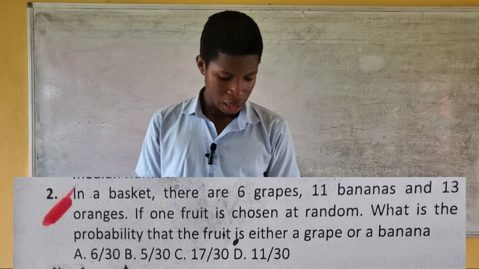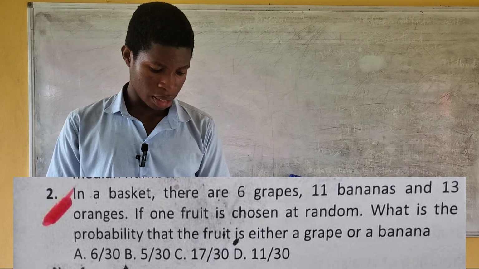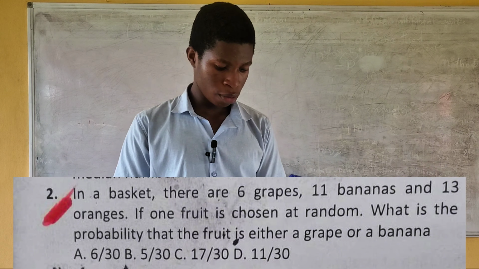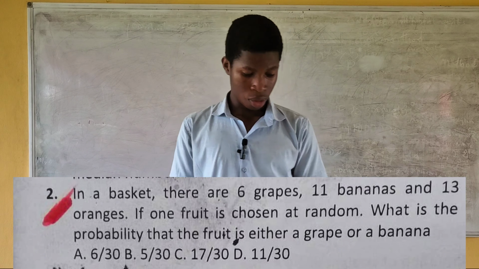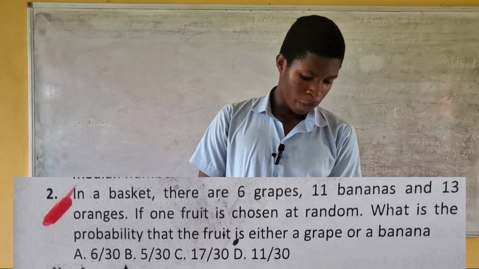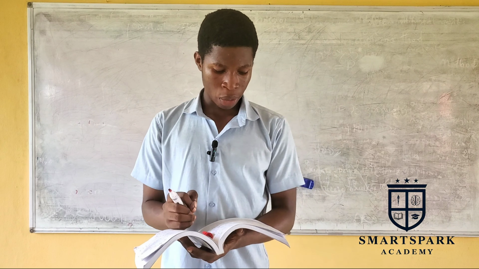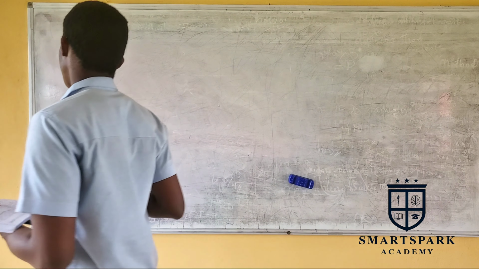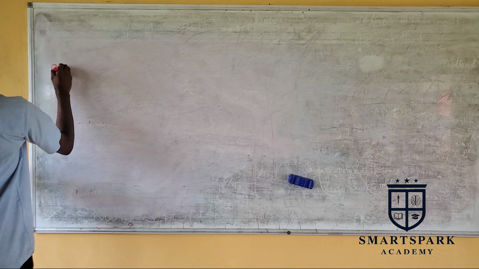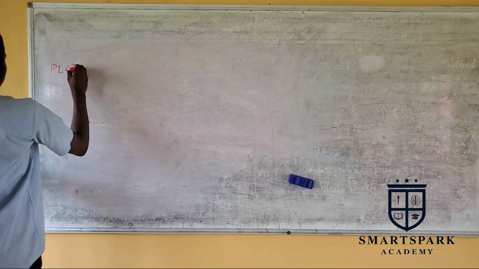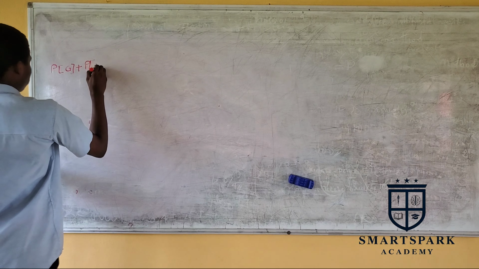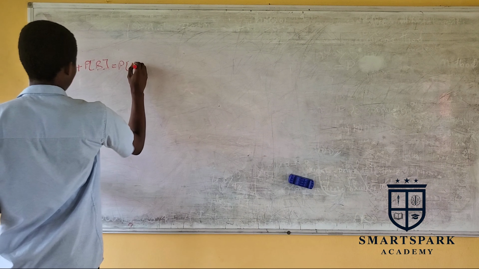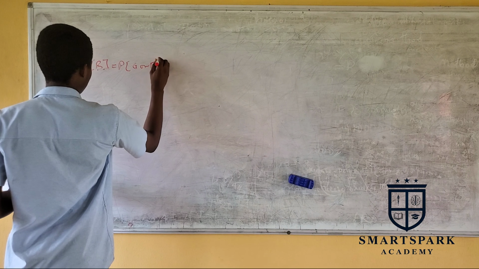Question 2. In a basket, there are 6 grapes, 11 bananas, and 13 oranges. If one fruit is chosen at random, what is the probability that the fruit is either a grape or a banana? So now we are going to find the probability of it being a grape and also a banana. I'm going to sum both of them up. So the probability of being a grape plus the probability of being a banana is equal to the probability of grape or banana.